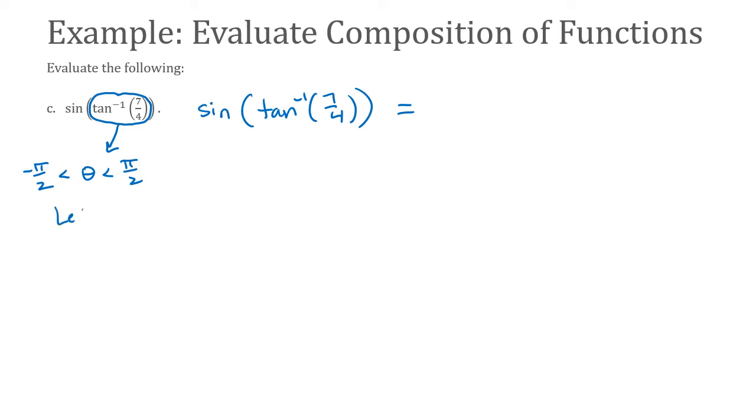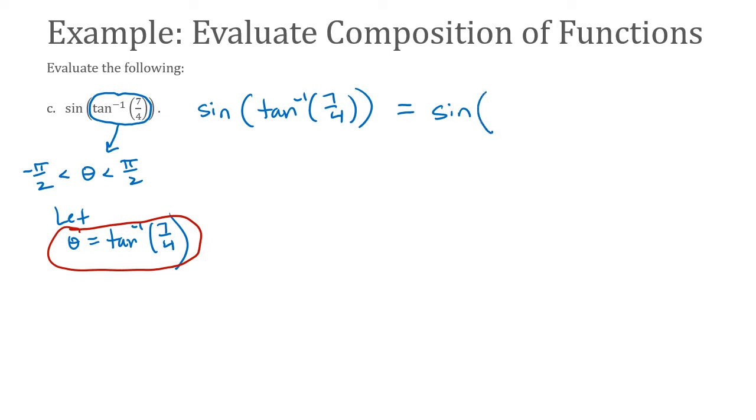Let's let theta equal inverse tangent of 7/4, then we can say that sine of inverse tangent of 7/4 is the same thing as the sine of theta, because we've defined theta as being equal to all of this, right? So we're just substituting it.